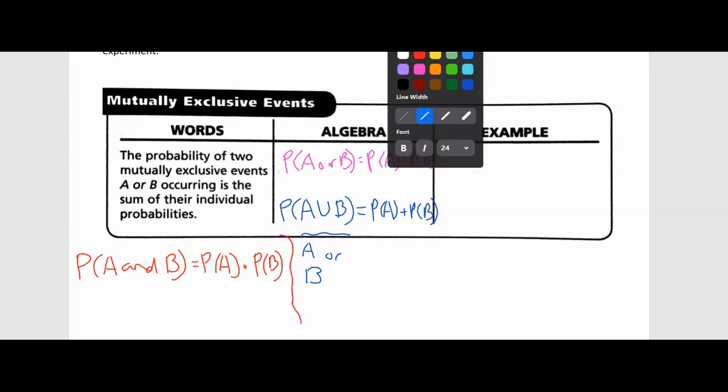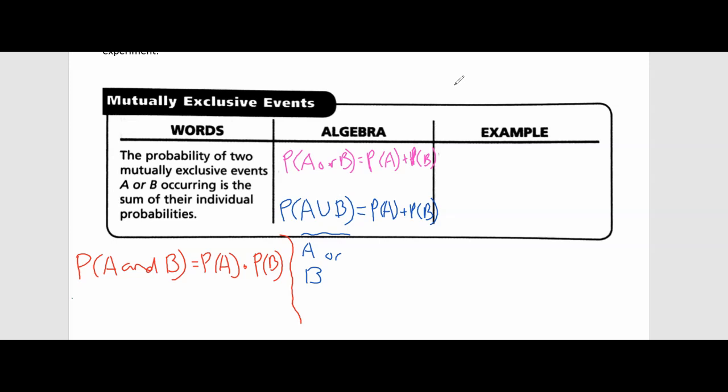I don't think I put this in the video. I think we just talked about it in class. But we could also write it as the probability of A upside down U, B. So this means the probability of A and B occurring. So again, same formula, just different notation here. And this is just something you have to memorize.